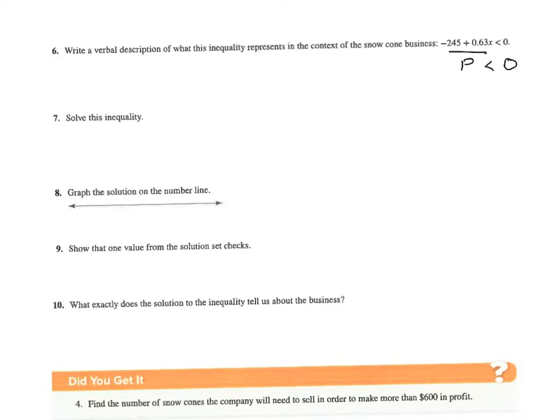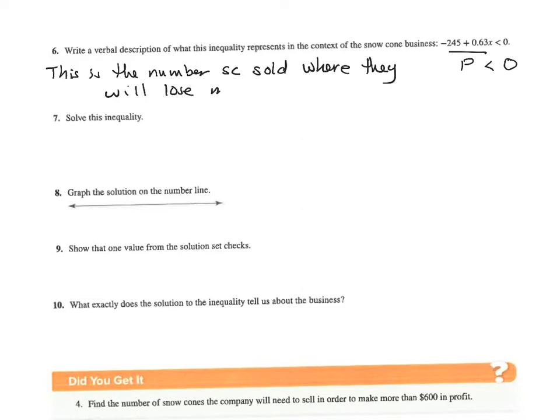Okay, it looks to me that this is a number of snow cones sold where they will lose money. Because if the profit is less than 0, that means it's negative and they will lose money.